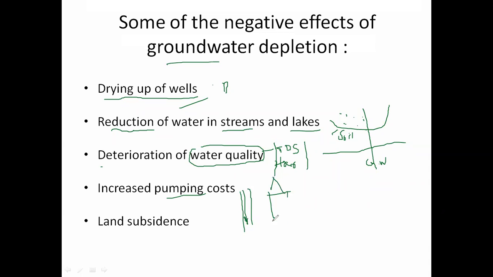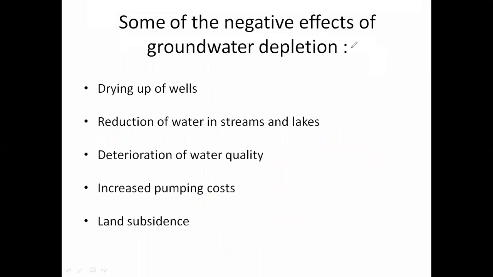So that cost for pumping will increase, and land subsidence will also increase. It means buying new land: we will go to some area where groundwater is good, right? When you're buying any new site for construction, land subsidence will increase. Okay, so these are the few effects I have. So I will move on.